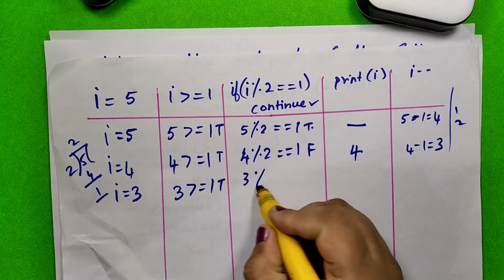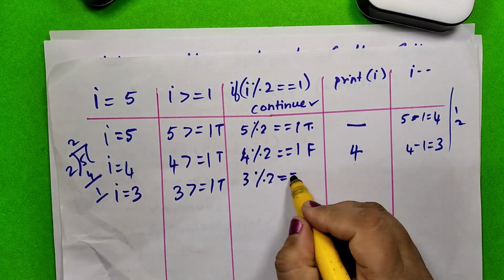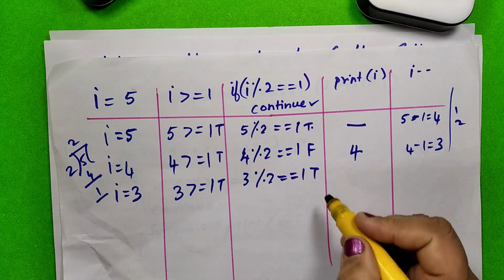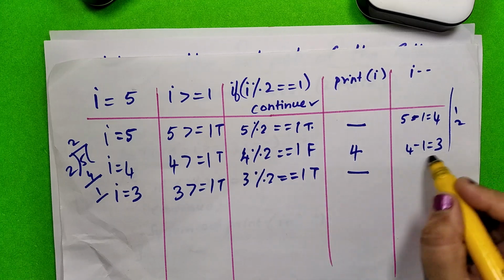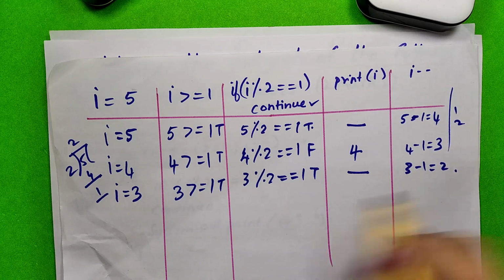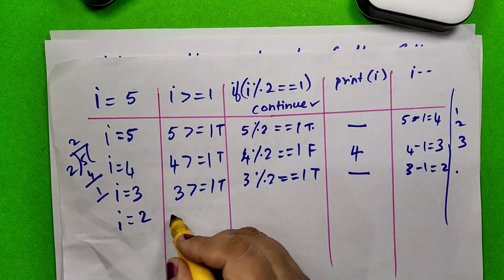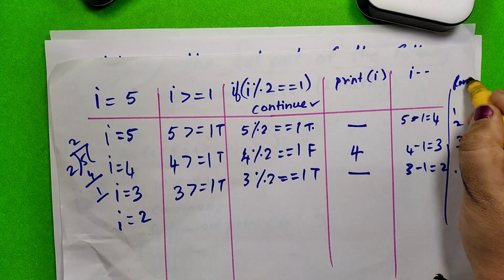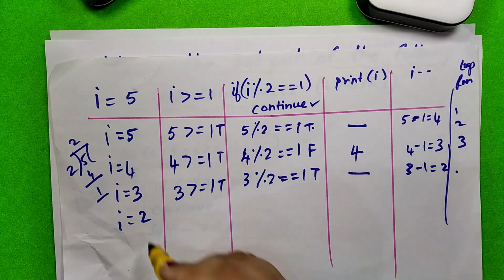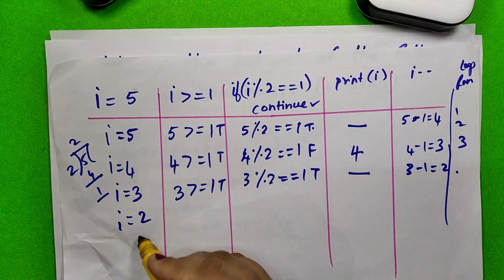Okay, now coming back to this, 3 modulo 2 is equal to 1. It is true. It will not print anything. Now 3 minus 1 is 2. Now I will become 2, so it has already worked 3 times. Okay, the loop has run 3 times. I'll just put it here. So now I is equal to 2.